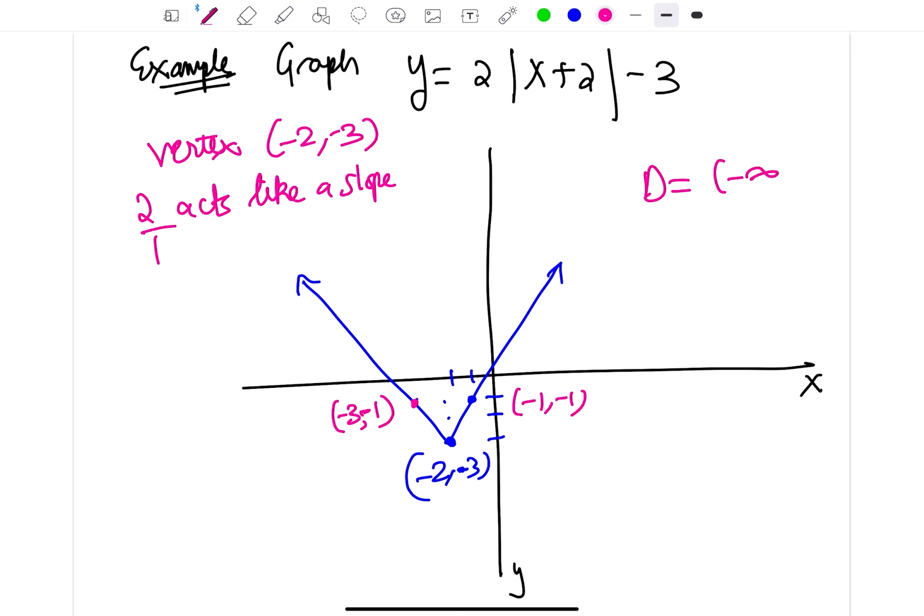Again, the domain is all real numbers. It's going to eventually take all the x values, but the range for this graph only stays above -3. It takes positive y values and all the negative y values above -3.